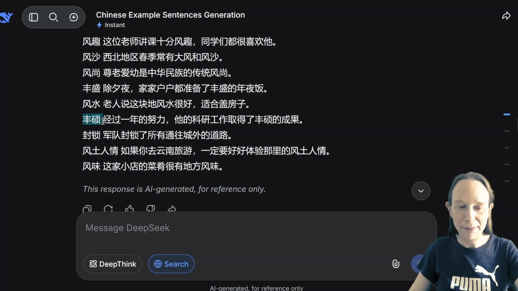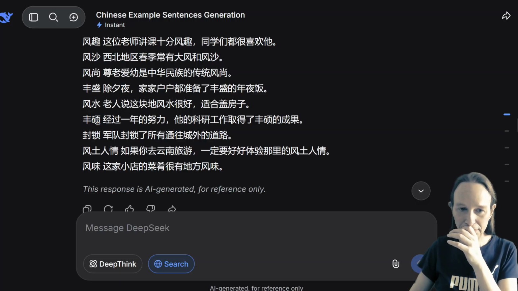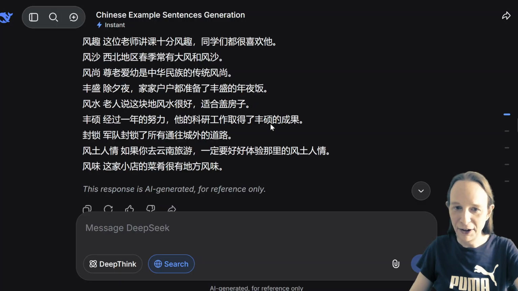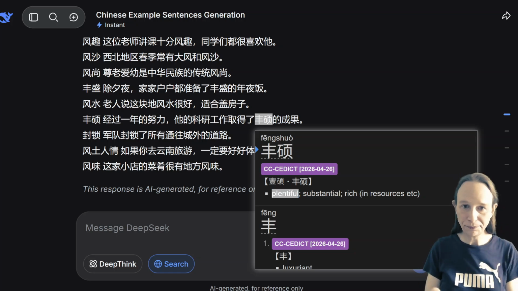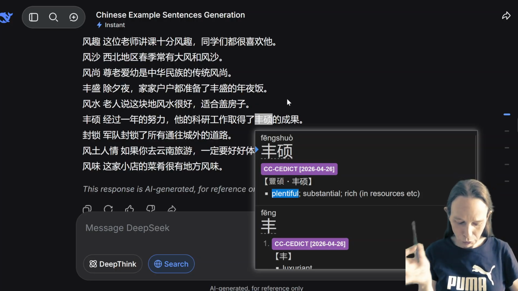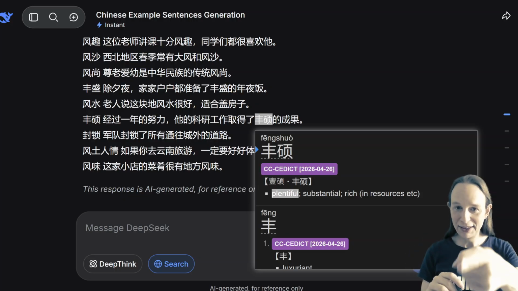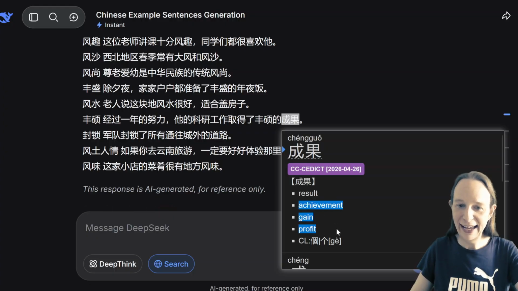丰硕. This is plump, isn't it? Both of these mean plump. OK，经过1年的努力，他的科研工作取得了丰硕的成果。So plentiful is better. OK, plentiful results because of his hard work. Yeah, the dictionary defines it as 又多又大, so many and large. But it usually describes 成果. Accomplishments, achievements, gains, profit, results.